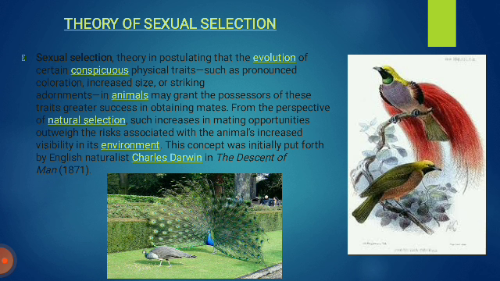In sexual selection, he postulated that the evolution of certain conspicuous physical traits, such as pronounced coloration, increased size, and striking adornments in animals, may grant the possessor of these traits greater success in obtaining mates. From the perspective of natural selection, such increases in mating opportunities outweigh the risk associated with the animal's increased visibility in its environment. This concept was initially put forth by English naturalist Charles Darwin in The Descent of Man, 1871.